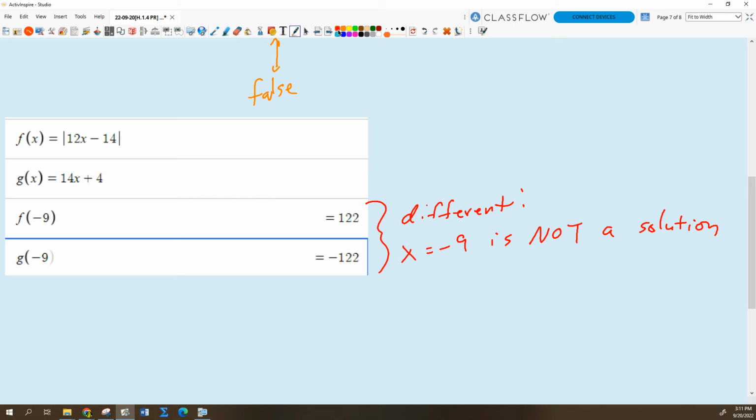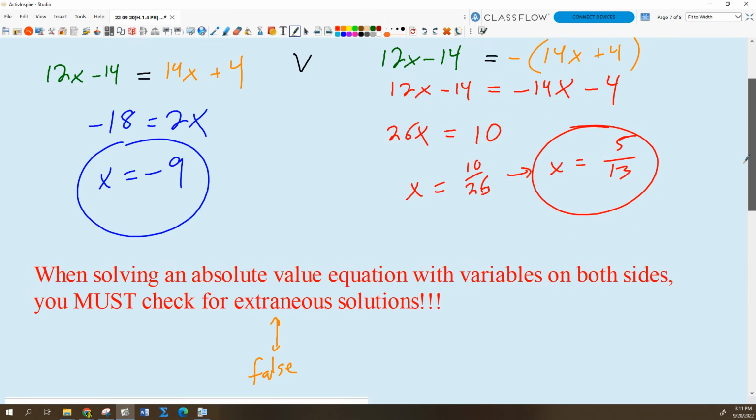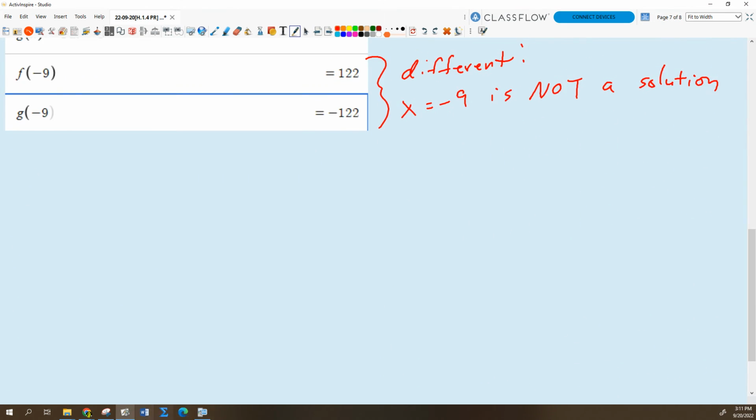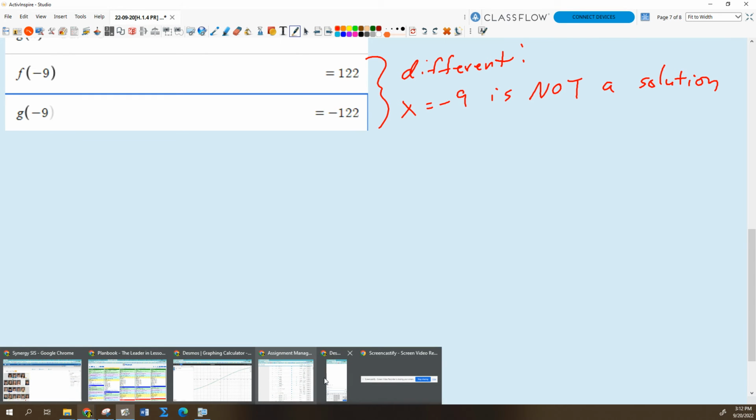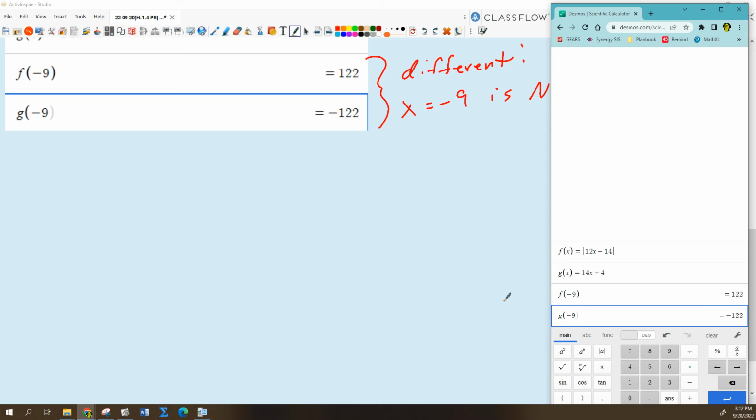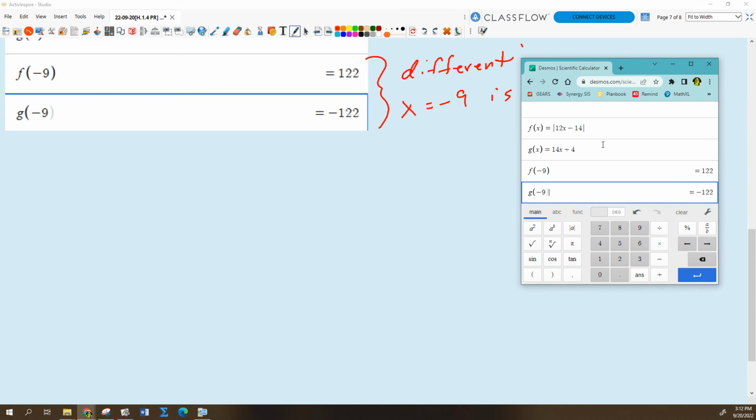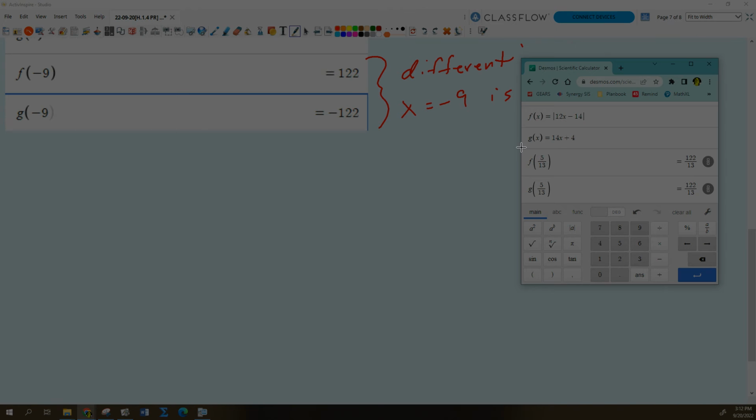Now if I go back, I can just use all the stuff I already did and overwrite the -9 with a positive 5/13. Is that what it was? Positive 5/13. Okay. So if I just overwrite that -9 with 5/13, and I'll convert it to fraction, what do I see now? Same answer. What's that tell me?